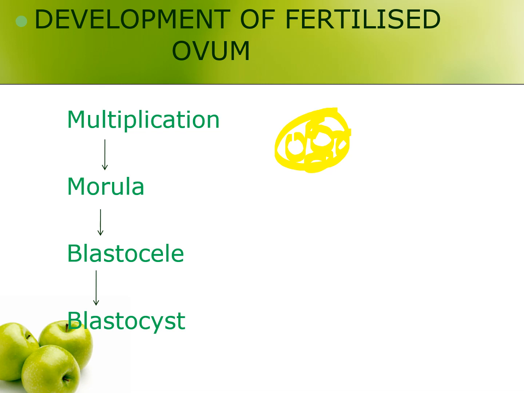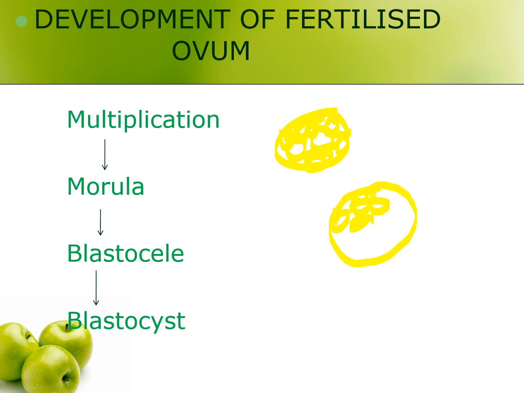Later, the cells will be tightly packed. There won't be a gap like this. Later a cavity will develop inside. If I redraw it, it will be like this. The cells will get segregated to one side, and an outer membrane will be there. A cavity will develop. See here, you can see a cavity.